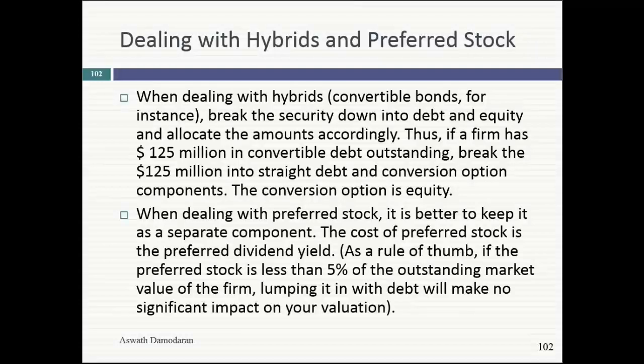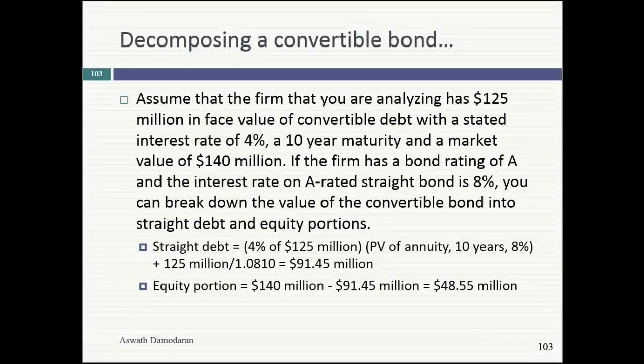What I'm going to do is take a convertible bond that your company has and break it down into debt and equity components. So here's the company. It has a convertible bond with a $125 million face value and a coupon rate of 4%, a 10-year maturity and a market value of $140 million. So that's a convertible bond out there. My job is to take the $140 million and tell you how much of it is debt and how much is equity.